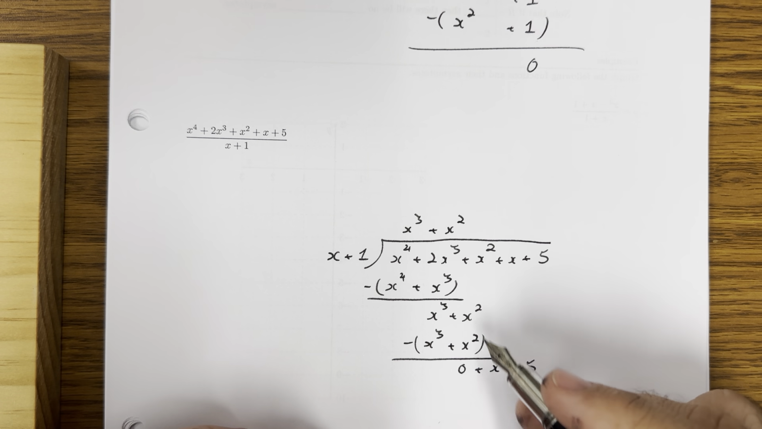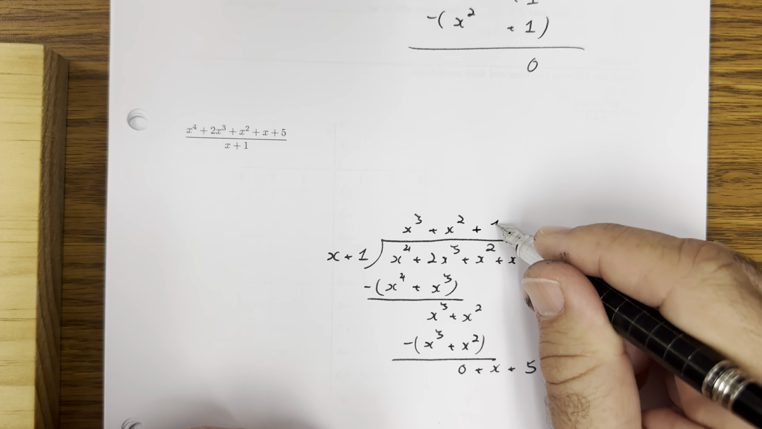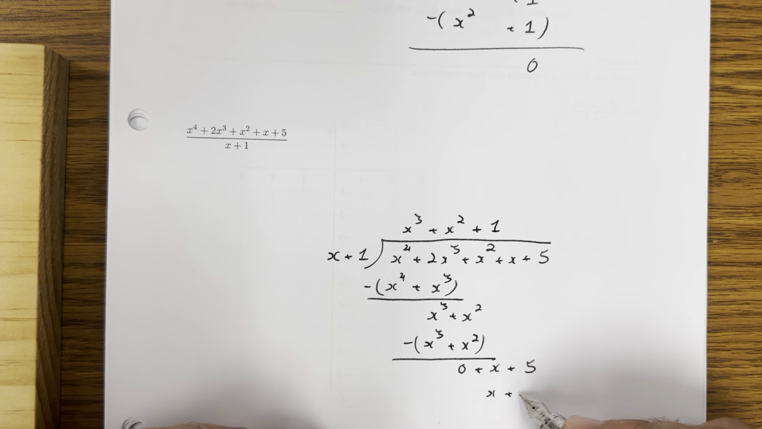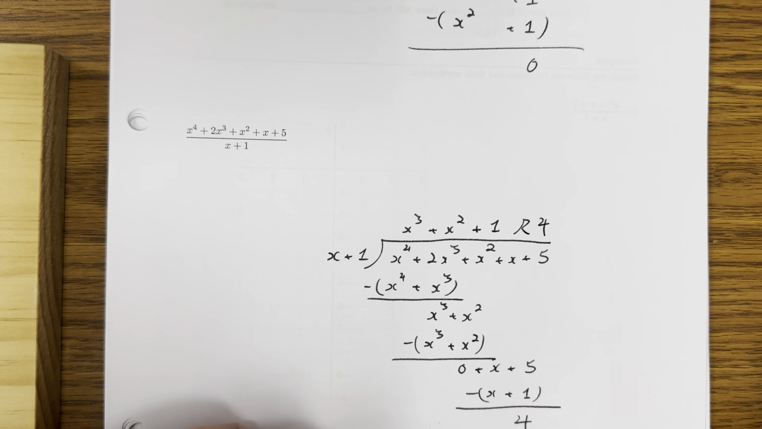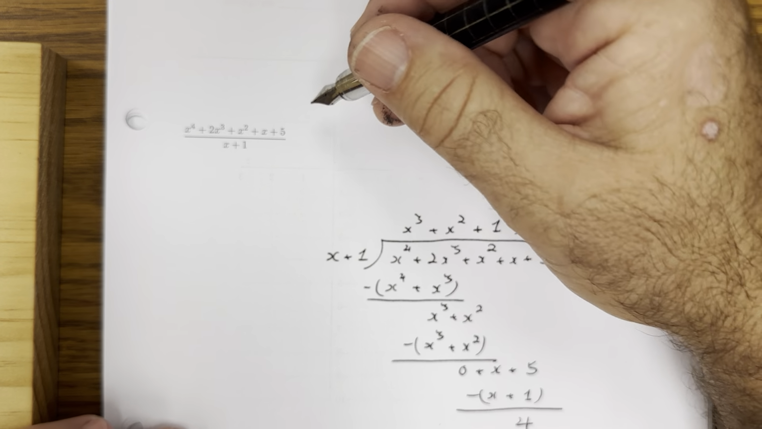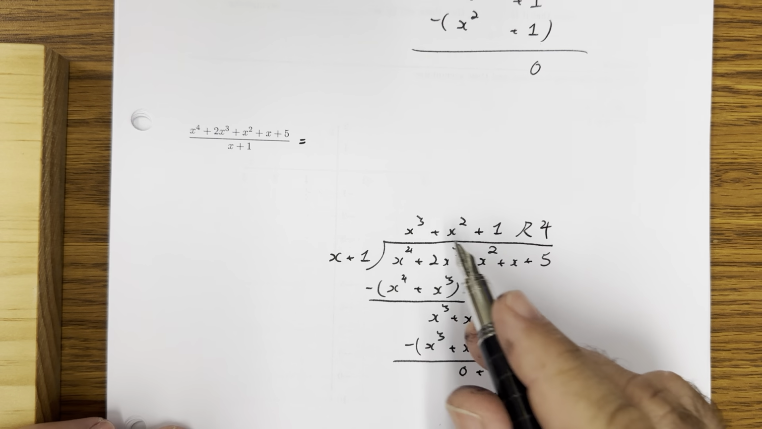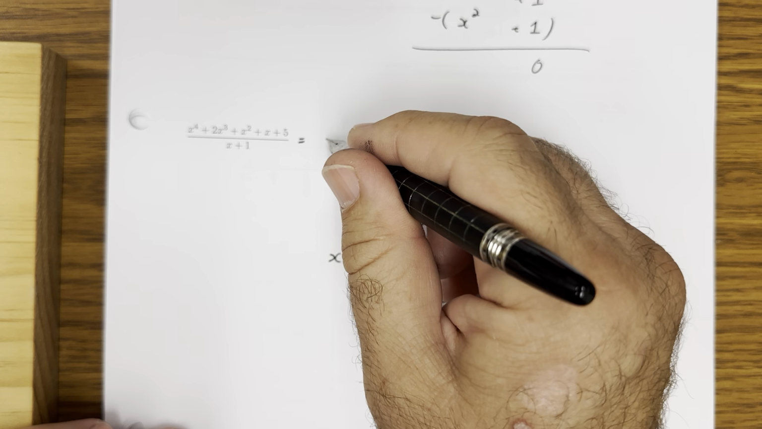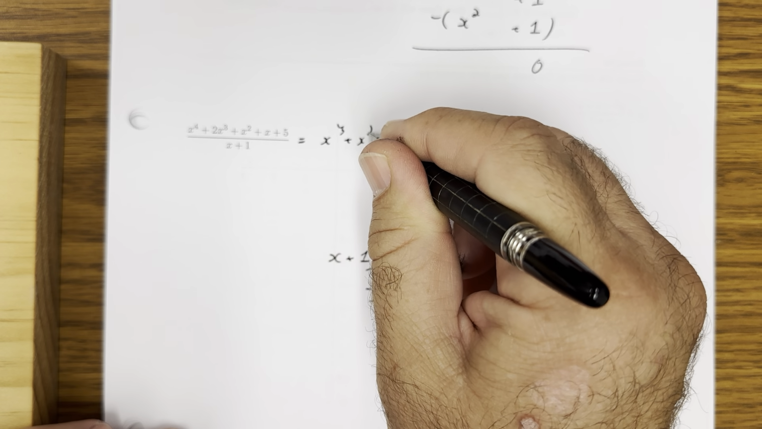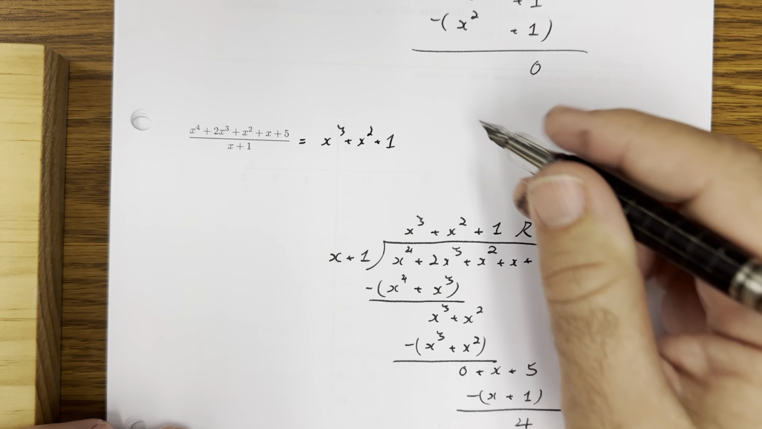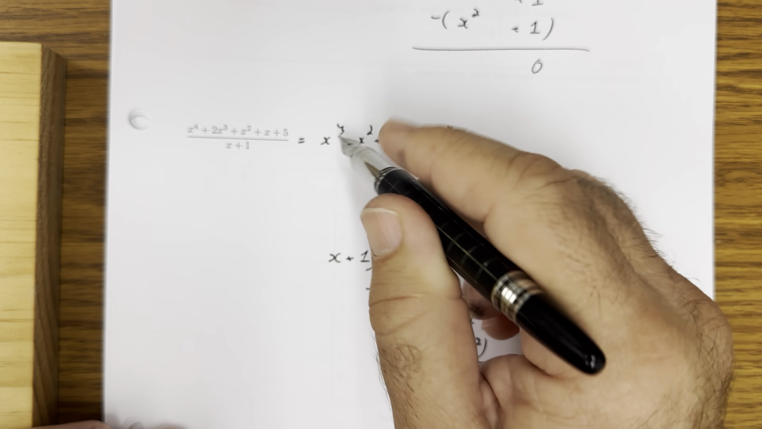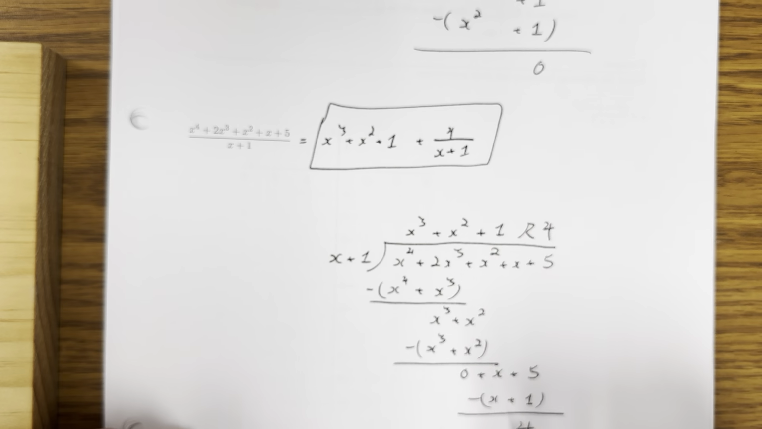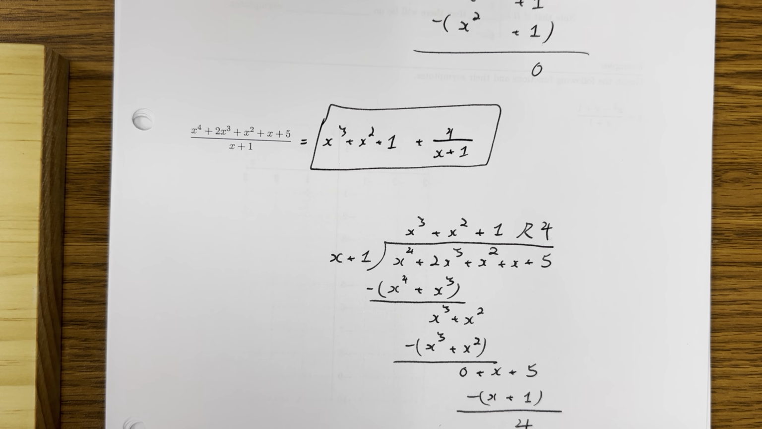x plus 5, so x goes into x a grand total of once. And so I got x plus 1. So we have a remainder of 4. So our result will be x cubed plus x squared plus 1 with our remainder, so that would be plus 4 divided by x plus 1. And that is our answer right there.